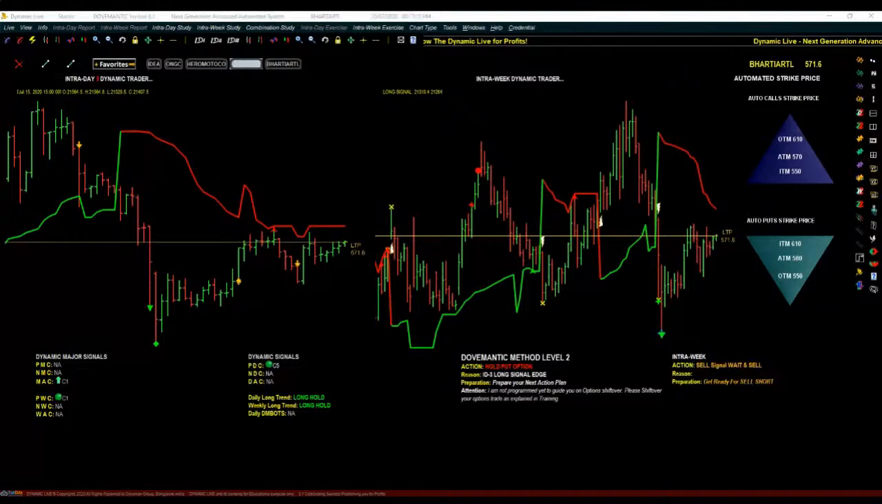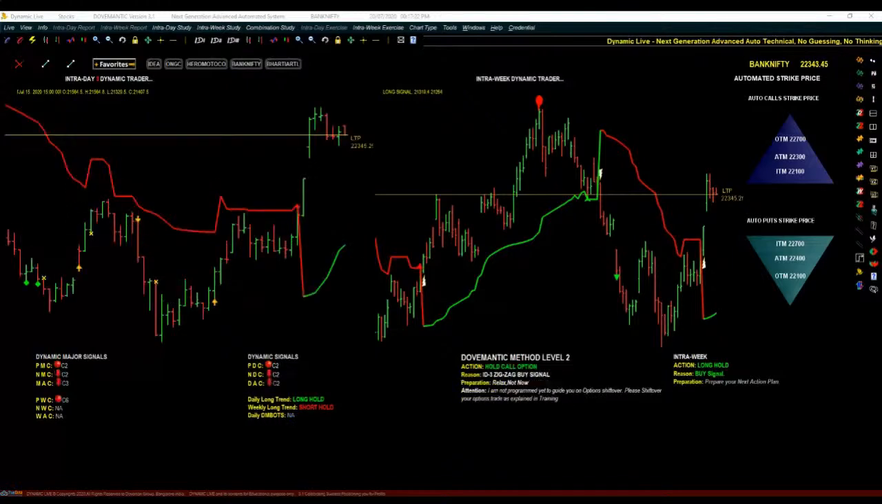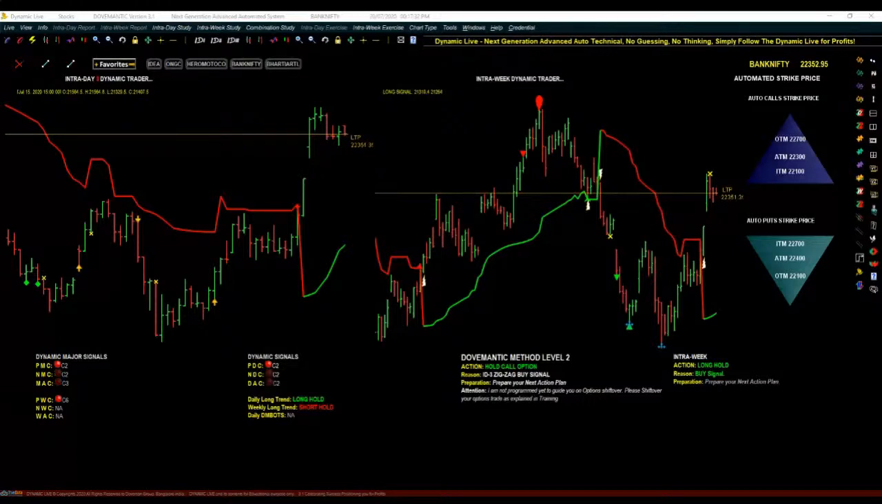Let me also check Bank Nifty, because I have positions in Bank Nifty. Earlier this morning, I bought a 22,200 strike price call option at around 346, and I exited at 425. Now I have a 22,500 call option bought at around 289, and it is as of now trading at around 295, and I'm still holding on to it.